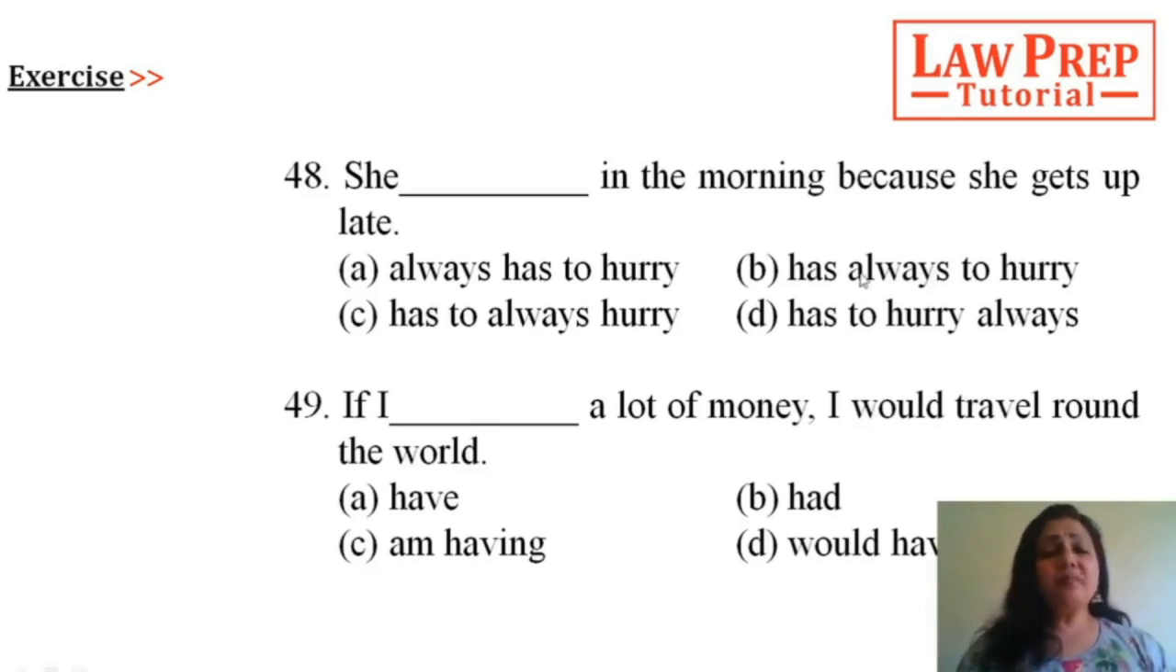So, "always" as an adverb of frequency is always added before the verb. She always has to hurry, because this is before the verb. She always has to hurry. No. She has to always hurry. No. She has to hurry always. No. So the answer: she always has to hurry.